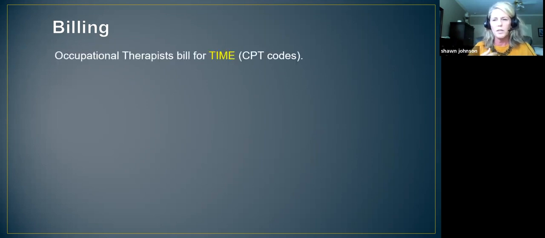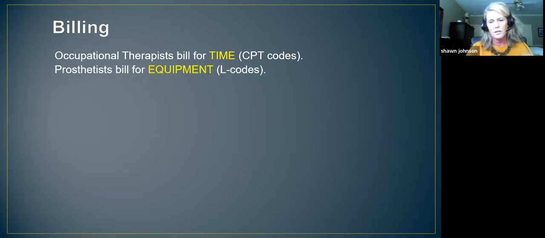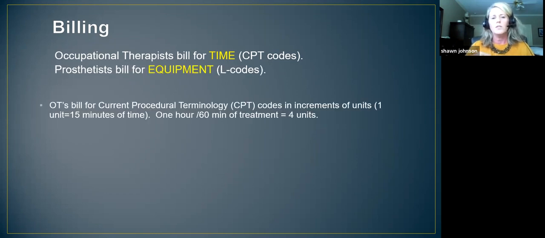We'll get into pre-prosthetic therapy in a little bit, but I do want to cover billing when it comes to OT as opposed to prosthetists. Occupational therapists, as you are probably aware, bill for CPT codes, and you bill for L codes, equipment. In a 1 hour outpatient session where we might be doing some pre-prosthetic or prosthetic training, we're going to bill these CPT codes, current procedural terminology codes. We usually do it in an hour, which would be 4 units.